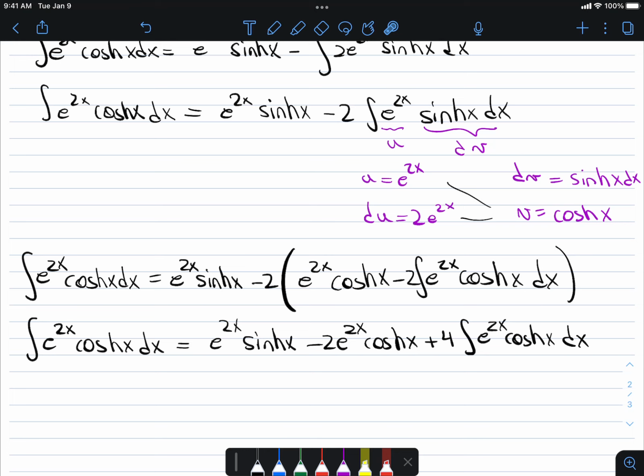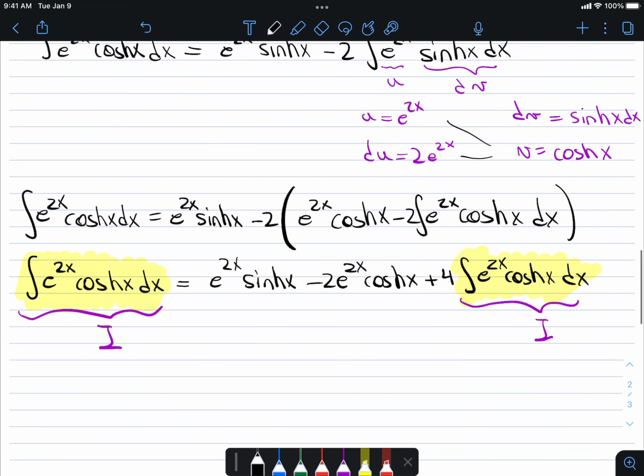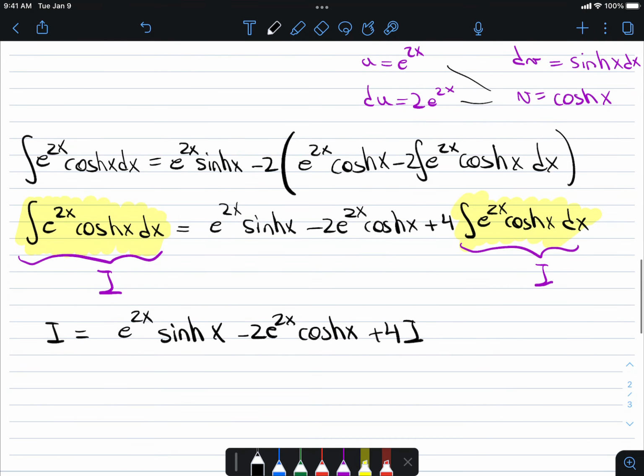So that means I could rename this thing, which is the thing I want to find out. Maybe I'll call it I for integral or something. So big capital I. So then my expression turns into I equal to e to the 2x sine hyperbolic x minus 2 e to the 2x cosine hyperbolic x plus 4I. And now you can see how easy it is to finish this up. Once we've got here, right? I have 4 I's and 1 I.